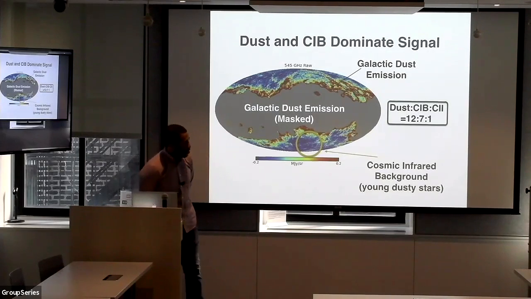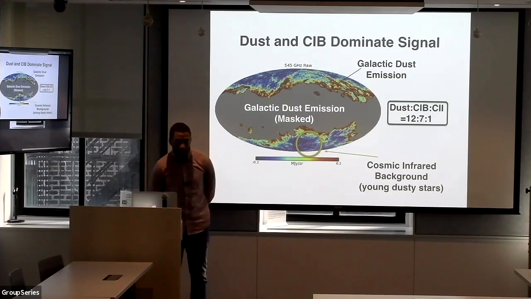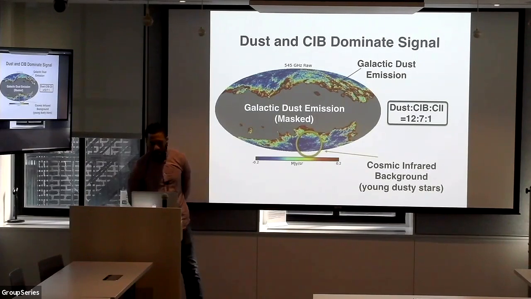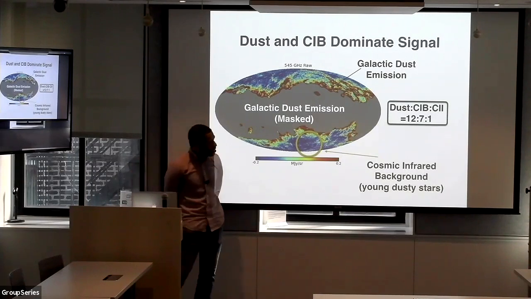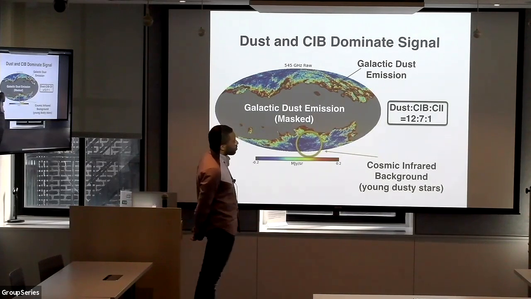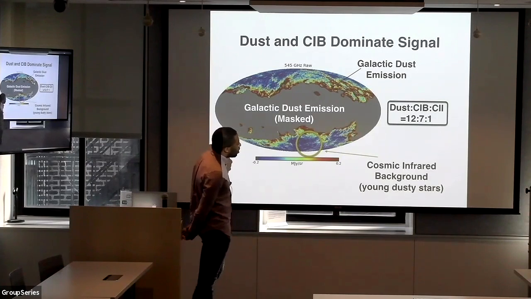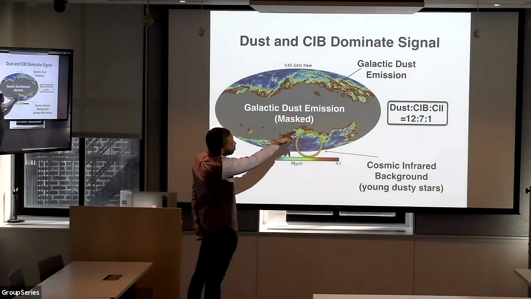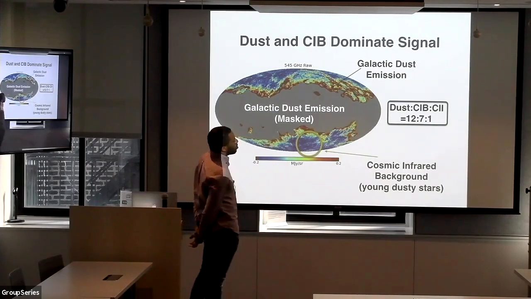In particular, this source of emission is called the cosmic infrared background, which comes from dusty young stars in our cosmic volume. The line I was looking for is the C2 line, which traces star formation in the ISM. And if you want to think about how big the foregrounds are compared with this C2 emission that I'm trying to detect?